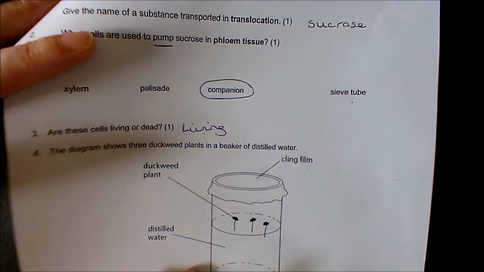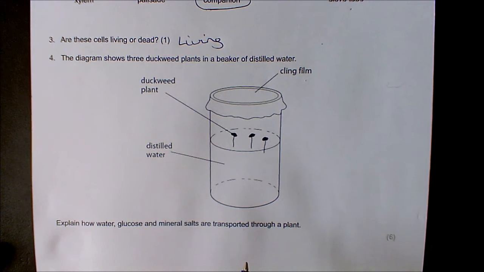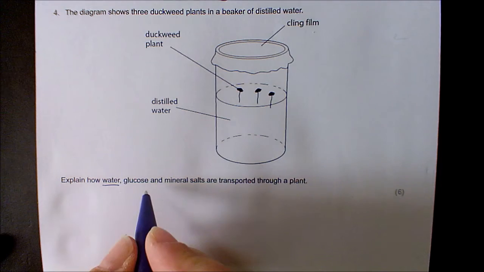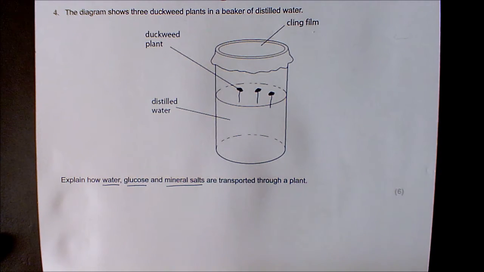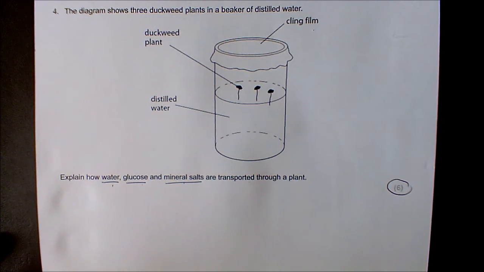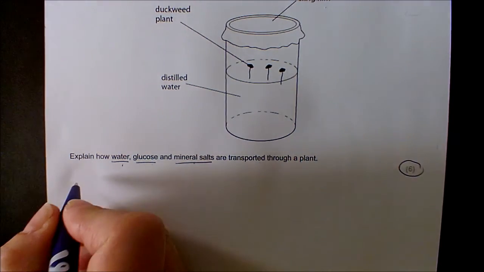Okay, so question 4. So the diagram shows 3 duckweed plants in a beaker of distilled water. Explain how water, glucose and mineral salts are transported through a plant. So that's worth 6 marks. So realistically, we need to get 2 marks for water, 2 for glucose and 2 for mineral salts. There's lots of marks there that we could choose from. So I'm going to start with mineral salts first.